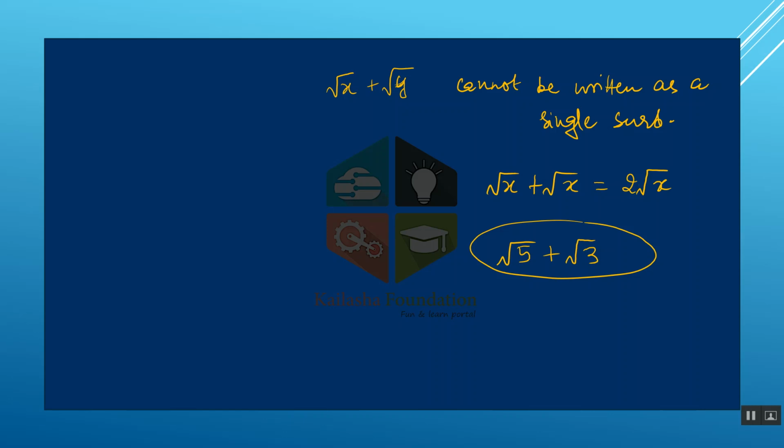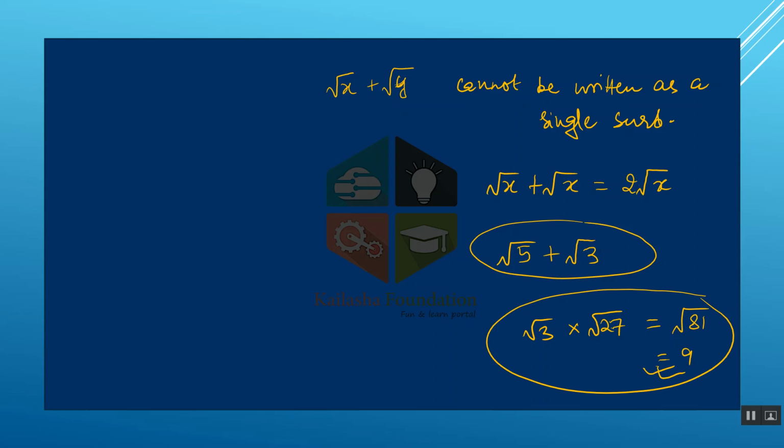Multiplication can change this concept. In multiplication, there can be a different scenario. Square root of 3 into square root of 27, both are surds, but when multiplied it becomes square root of 81, that is 9, and it is not a surd. Sometimes multiplication of surds can give rational numbers, like this example.